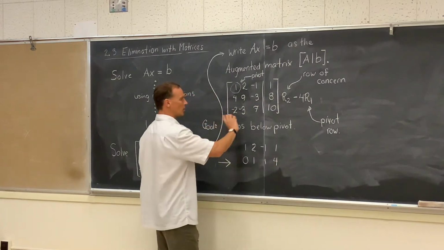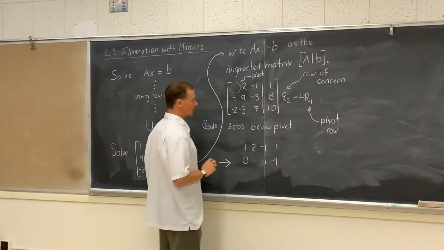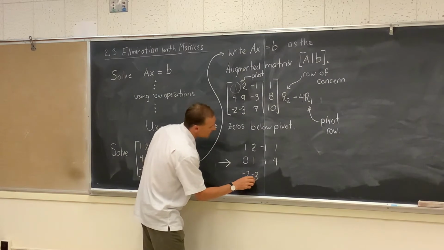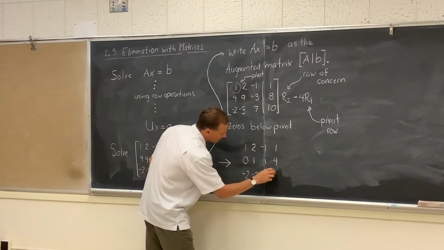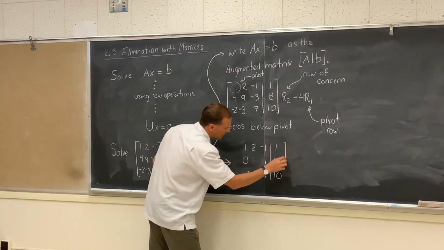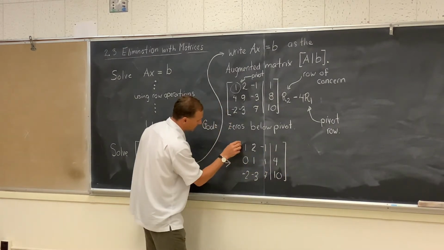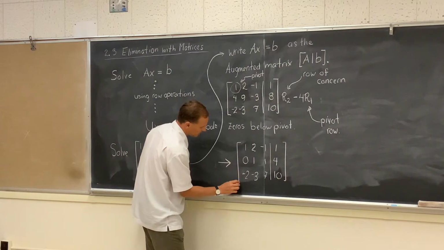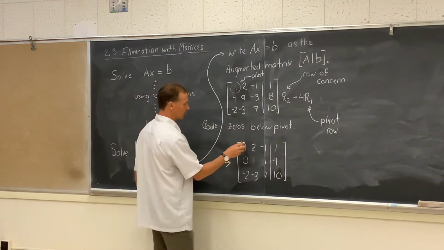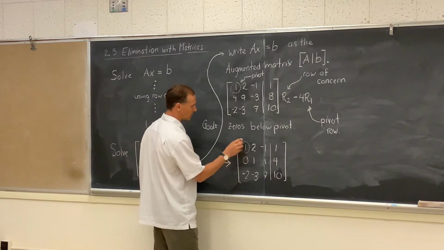And then row 3 remains unchanged. So -2, -3, 7, 10. Put my line, and there's my new augmented matrix. Okay, and now let's make another change. Well, here's our pivot, still in the same place. This is still my pivot.